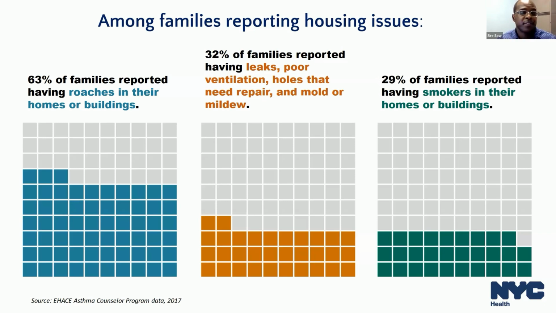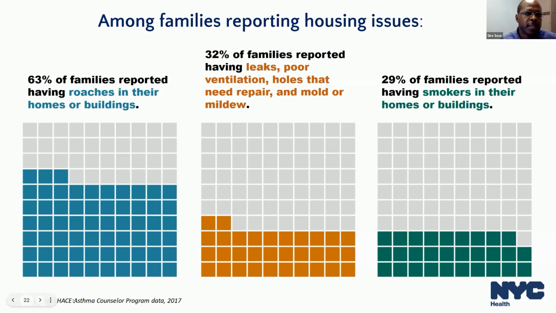We can find out that they're there even though a family can report that they're not there at all. So that's a big issue. 32% reported problems with leaks, poor ventilation, holes needing repair, mold, and mildew, and 30% reported having smokers in the homes or buildings. Each of these things, of course, can trigger asthma attacks. Again, our social workers will work with families to address these issues.